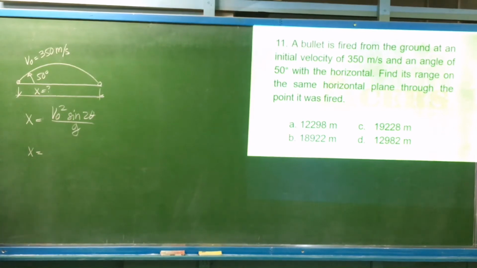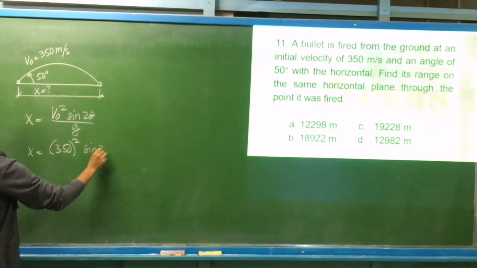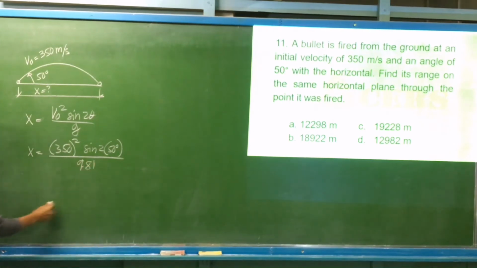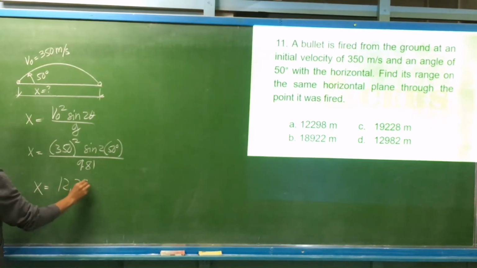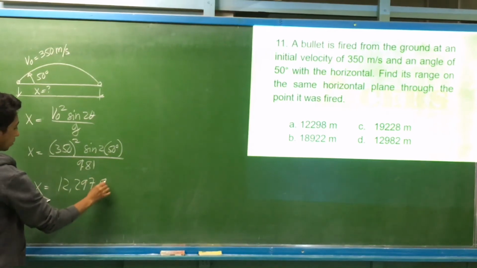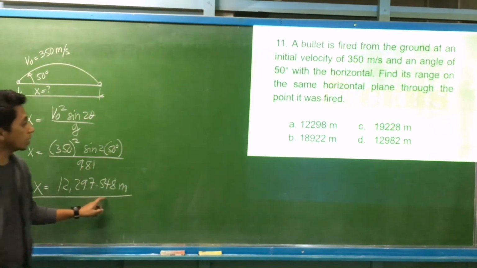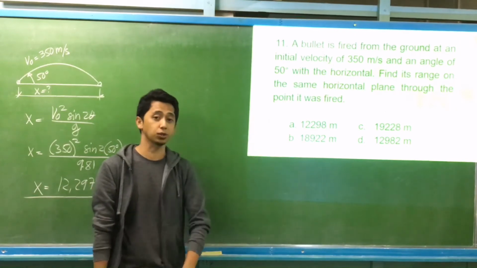We're having the value of x equal to initial velocity 350 squared, sine of twice 50 degrees, divided by acceleration due to gravity 9.81. So we have the range: 350 squared sine of 100, divided by 9.81. So we're having a value of 12,297.548 meters. That will be the horizontal displacement or the range. 12,297, the nearest value we have is letter A, 12,298.